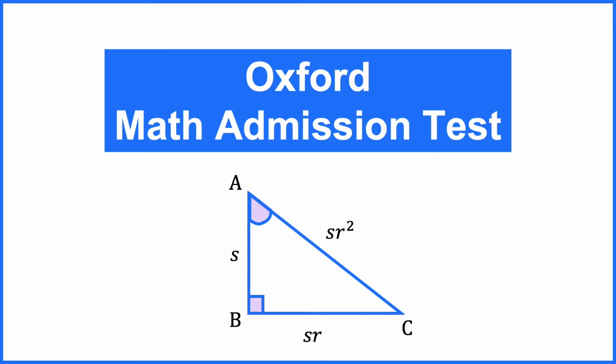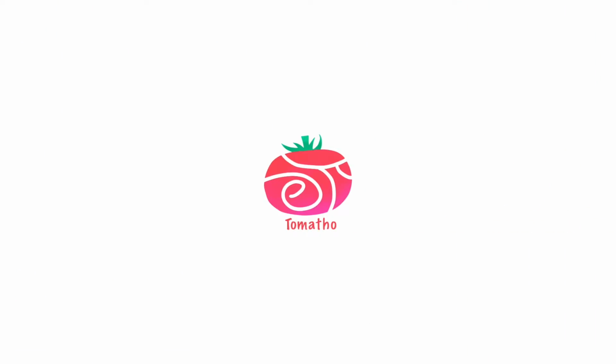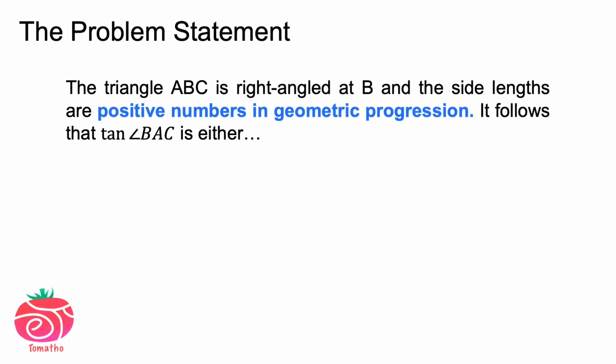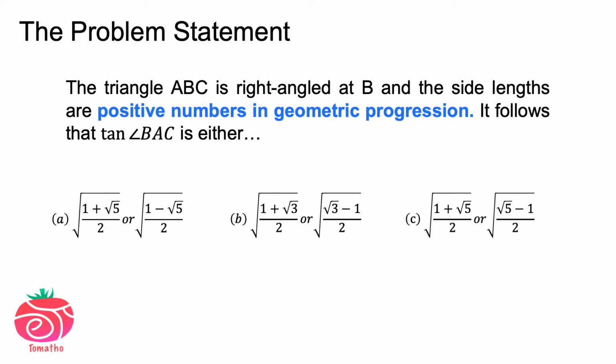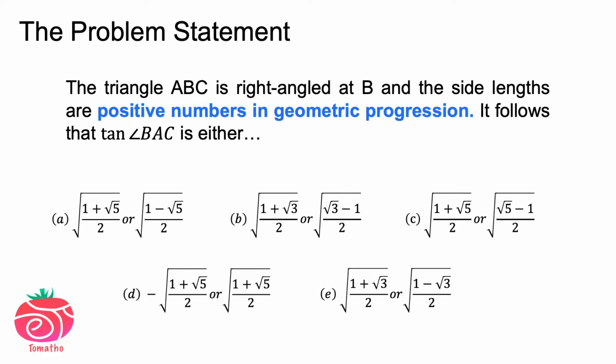This time it is an Oxford Math Admission Test question. Can you solve it? The problem statement is, the triangle ABC is right angled at B and the side lengths are positive numbers in geometric progression. It follows that tangent of BAC is either. So yeah, here are the choices of answers.